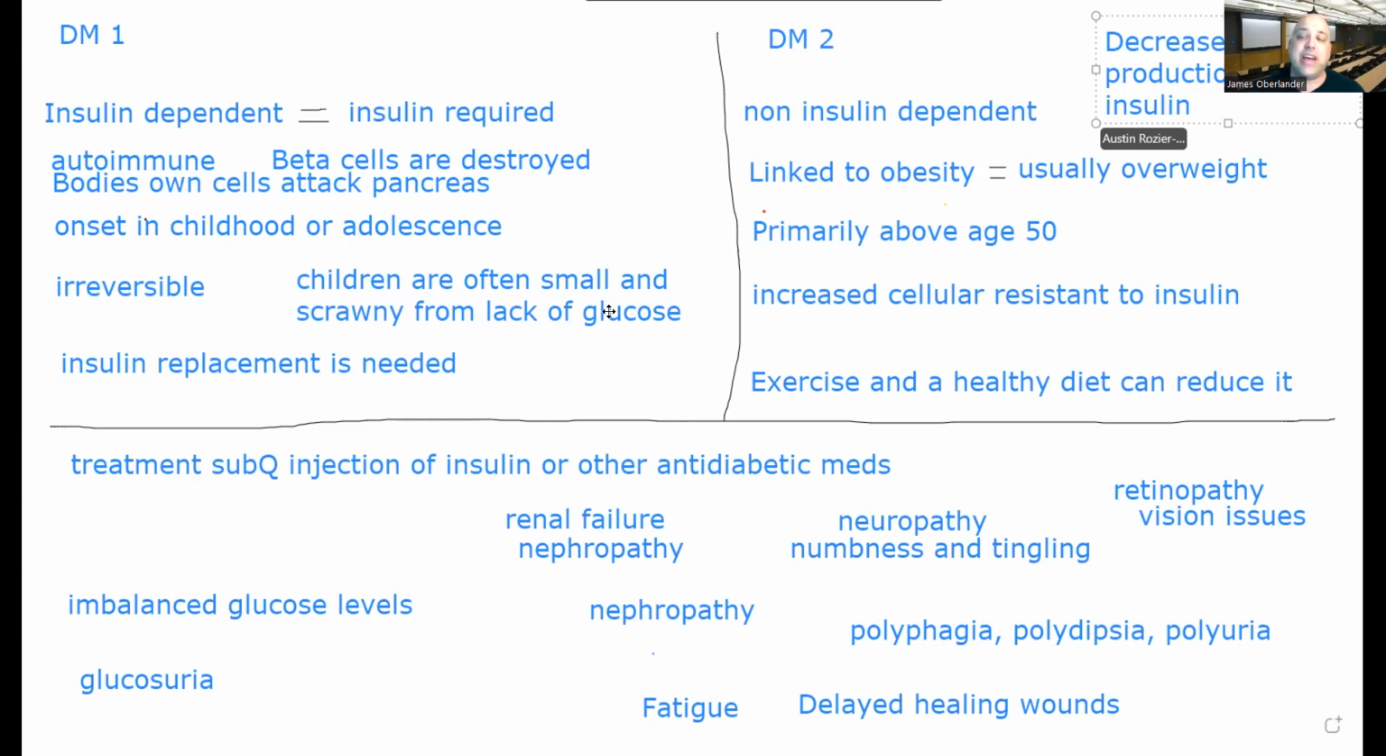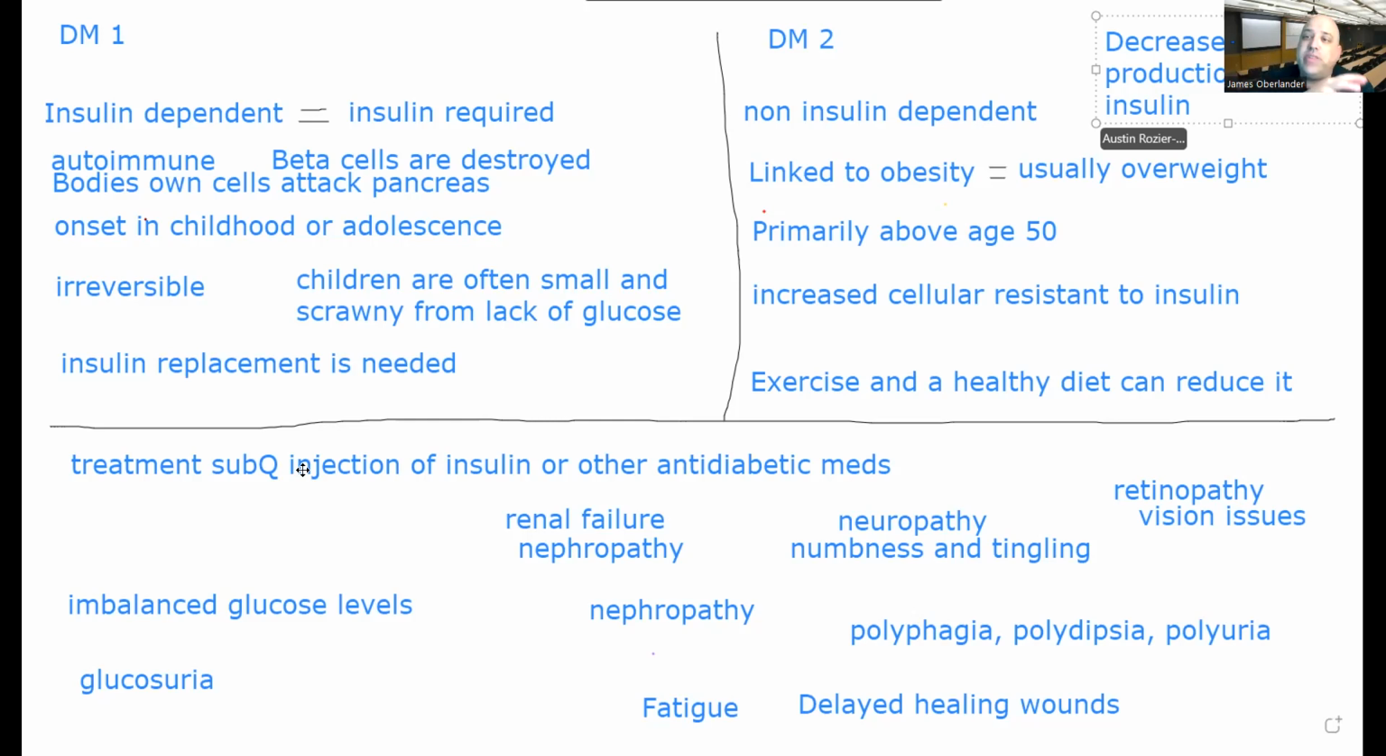Exercise and healthy diet are important for a type 1 diabetic, but that's not going to fix them. Whereas exercise and a healthy diet and weight loss could reduce or eradicate type 2 diabetes. So that's an important aspect there. Treatment for both is insulin, possibly.